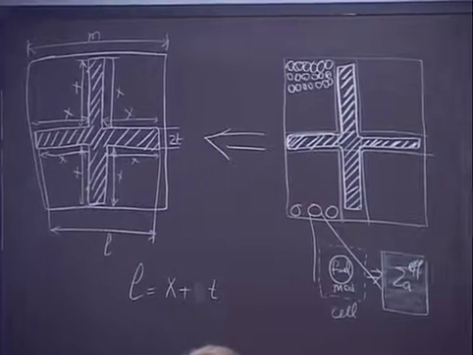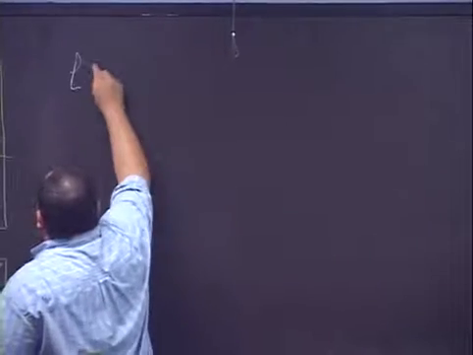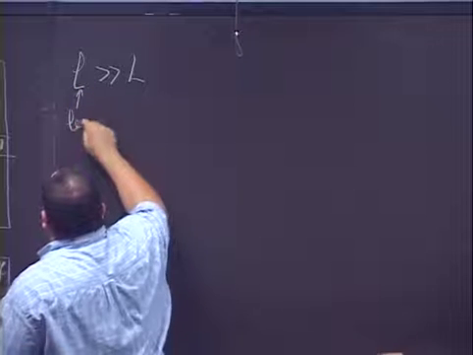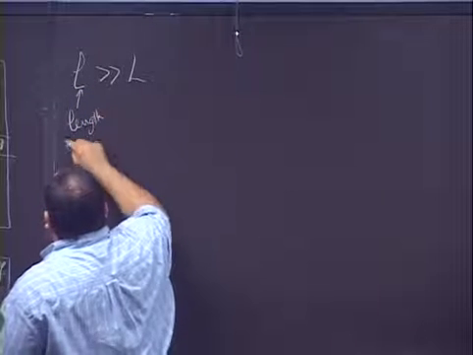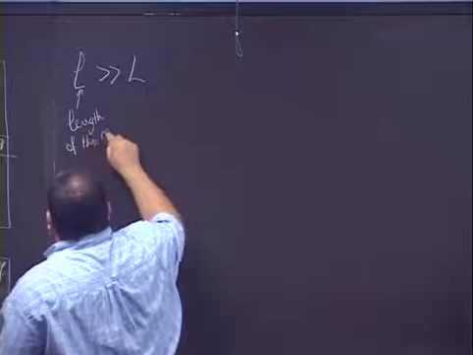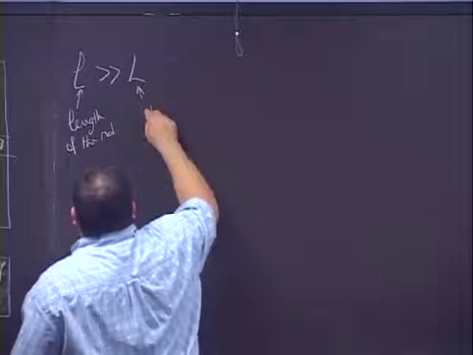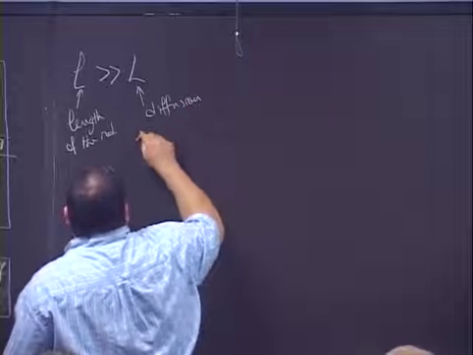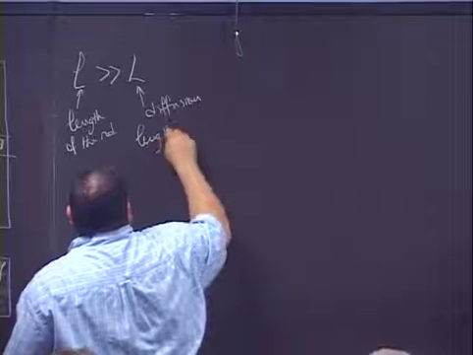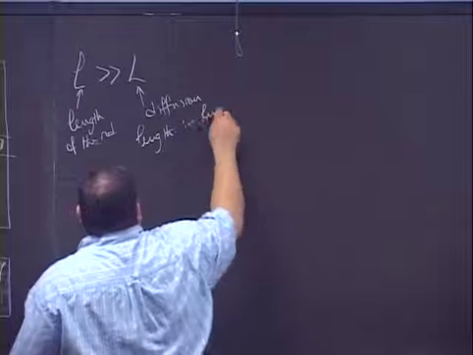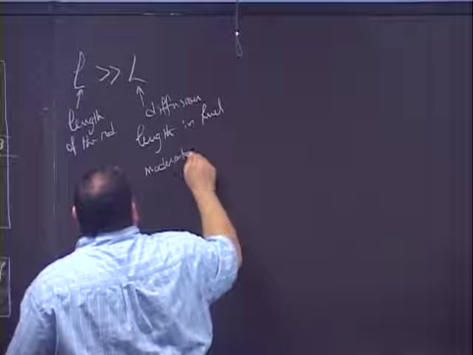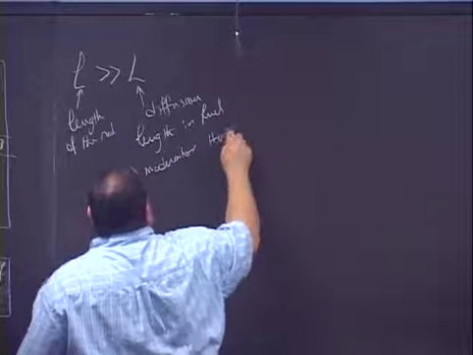So if the length of the control blade is long, so if your L is very large compared to the diffusion length in the fuel moderator homogenized region, where L is the length of the control rod and the other is the diffusion length in the homogenized region.